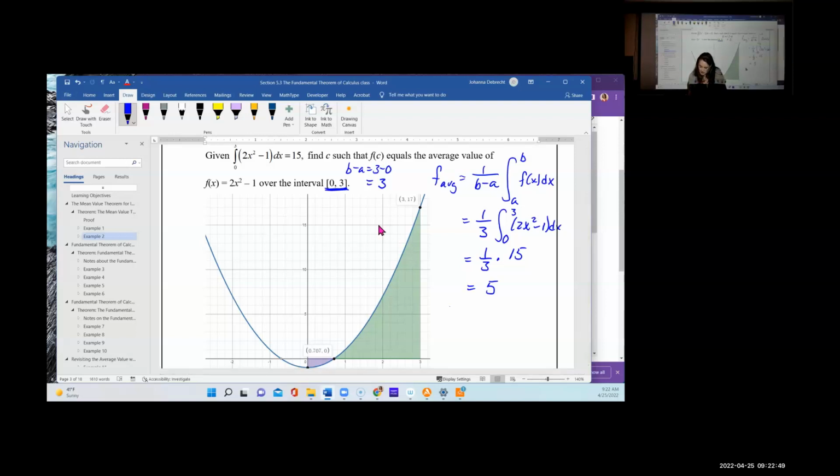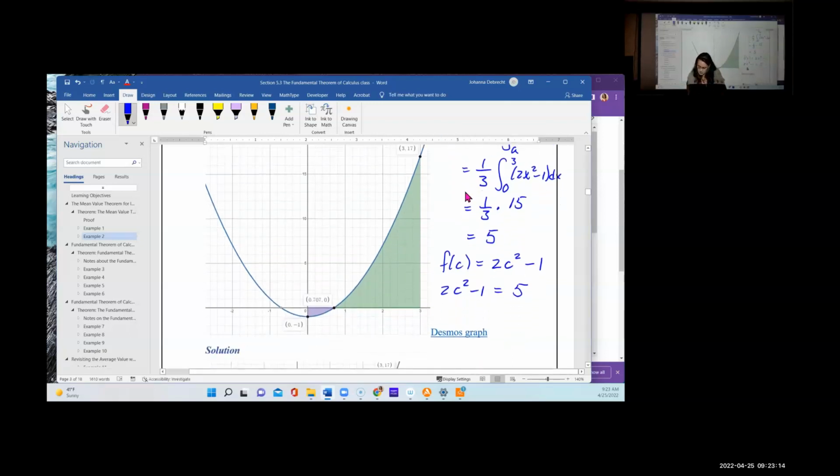So we need to find f of C. F of C is going to be 2c squared minus 1, and 2c squared minus 1 is equal to 5, right? So we took the C, plugged it into the function, which was the original integrand, and then set that equal to the average value, which we know to be 5. Solving that, we end up with 2c squared equals 6, which means c squared equals 3. So c is equal to plus or minus the square root of 3.